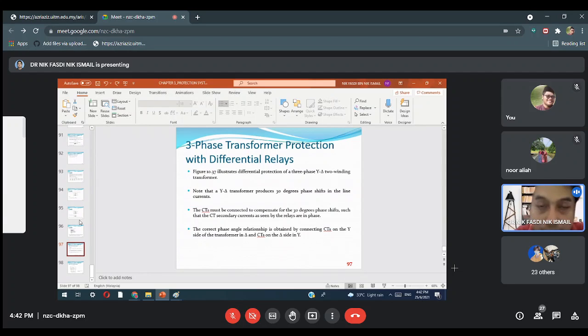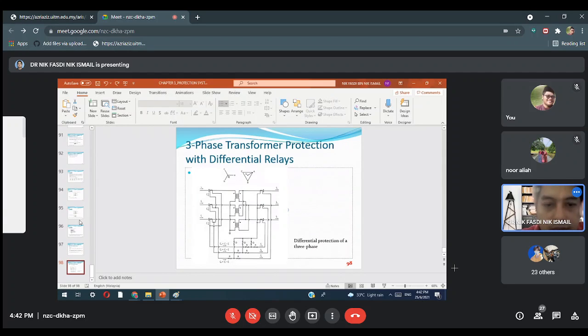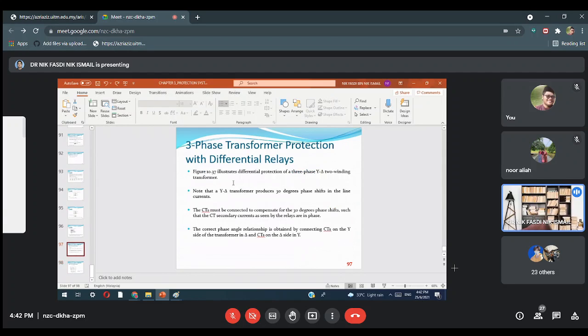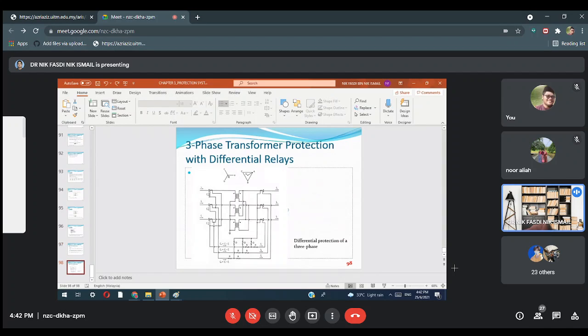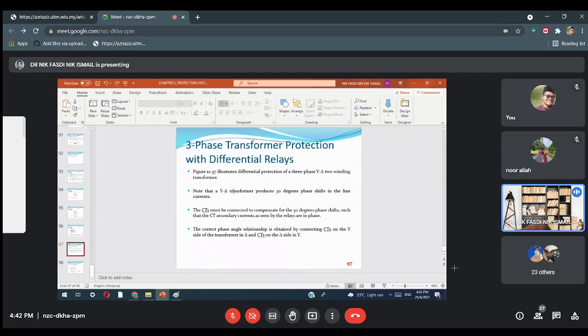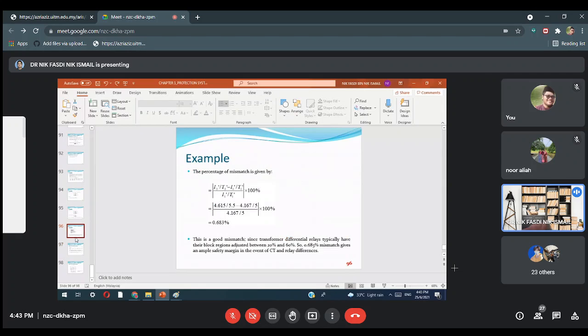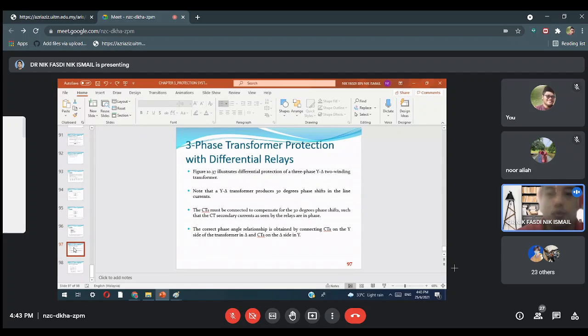connection for three-phase transformer. Okay, this figure illustrate differential protection of three-phase Y delta two winding transformer. So this is the Y delta. Okay, this is Y and this is delta connection. Okay, Y delta transformer produce 30-degree phase shift in the line current. Memang betul Y to delta, if you study, there's a phase shift between the currents about 30 degrees.